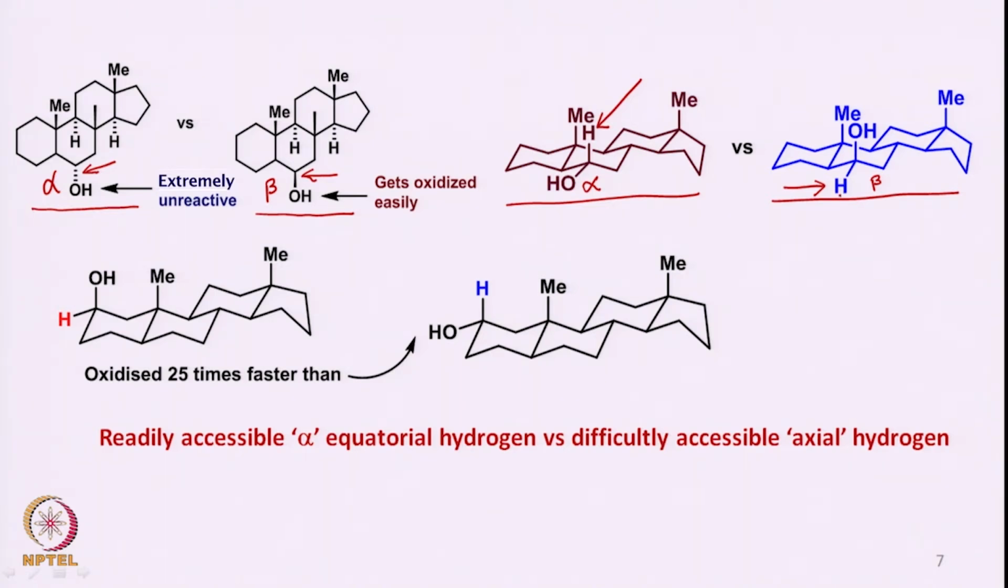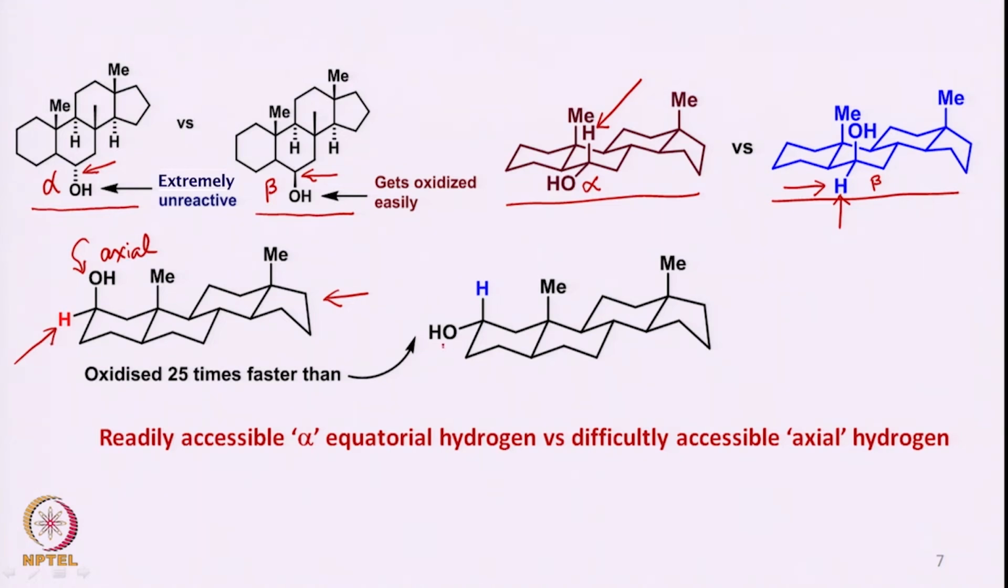So that is the reason why the oxidation of the beta oriented hydroxy group takes place much faster, because the hydrogen is equatorially oriented. In a similar fashion, if one takes this particular molecule which is here, it has the hydroxy group axially oriented, but the hydrogen is equatorially oriented.